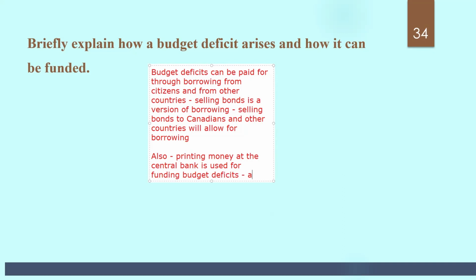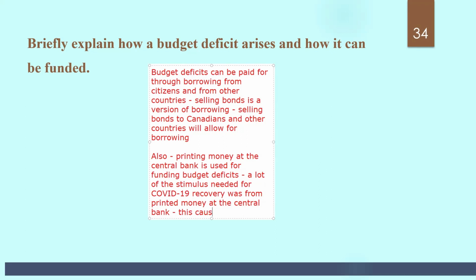So a lot of the stimulus needed for COVID-19 recovery was from printed money at the central bank. This caused a lot of inflation through an increase in the money supply. So that's how they fund budget deficits. Those are the two ways that they do that.